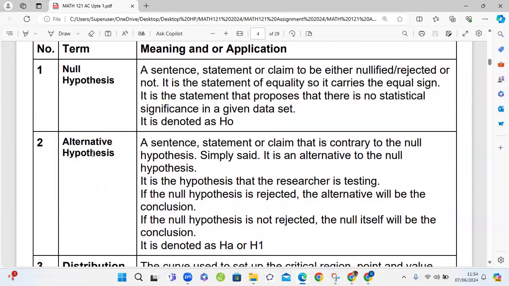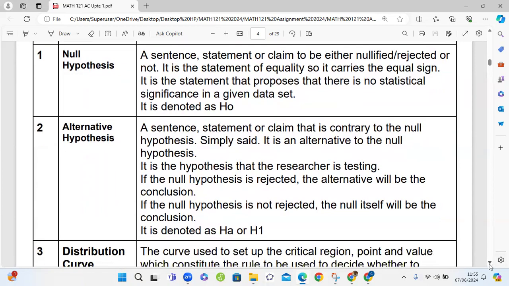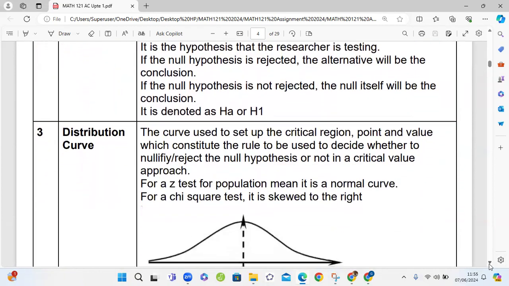Then you have the alternative hypothesis. It's a sentence or statement or claim that is contrary to the null hypothesis. Simply said, it is an alternative to the null hypothesis. It is the hypothesis that the researcher is testing. If the null hypothesis is rejected, the alternative will be the conclusion. If the null hypothesis is not rejected, then the null itself will be the conclusion. It is denoted as HA or H1. So the alternative hypothesis is an important term that will be coming up in this assignment C on hypothesis testing.